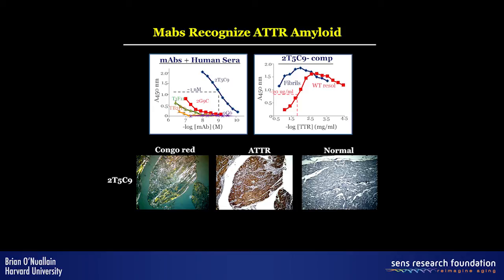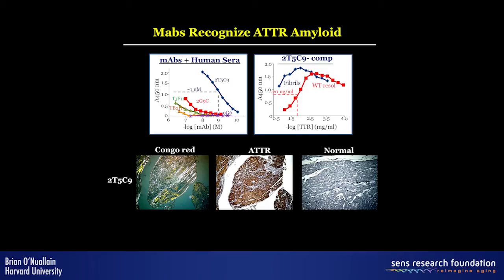To confirm that this activity was against TTR and the amyloid, we carried out competition studies with our antibodies. For example, with this antibody here, we're able to demonstrate that TTR fibrils and soluble aggregates of TTR were able to prevent the antibody from binding to amyloid on the plate. We then chose our best antibodies and showed that they were able to bind to amyloid on tissue sections from patients that had amyloid in the heart.